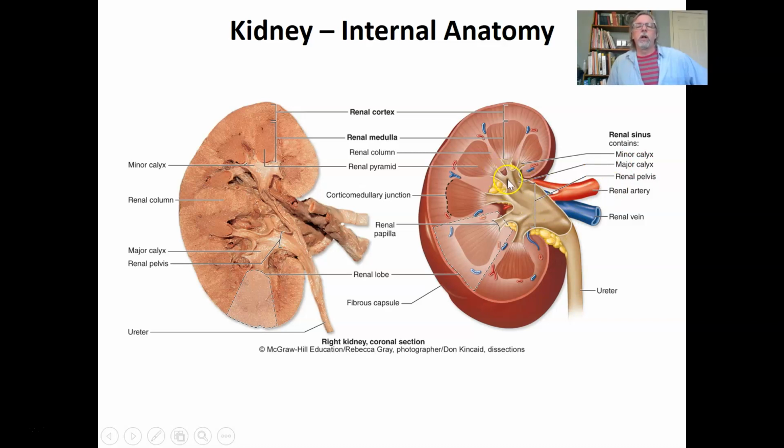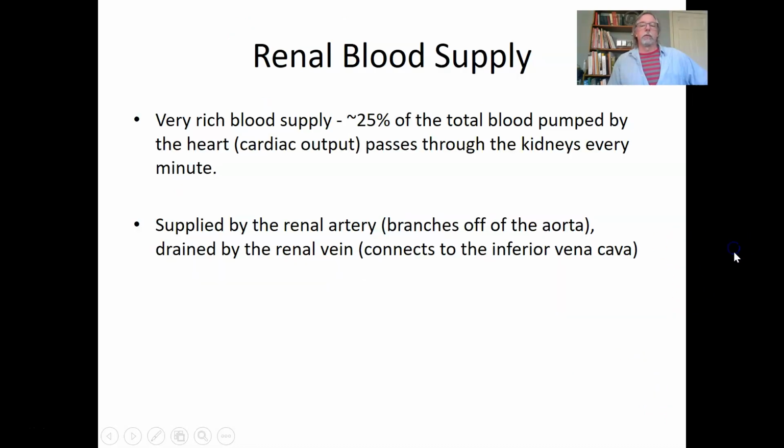So these are all collecting urine that's going to flow out from the pyramids through the papilla, first into the small channels, minor calyx, then into the larger channels, major calyx, then into this main collecting chamber, the pelvis. And then urine is going to exit into the ureter. Okay? So those are the main structures in terms of the internal anatomy of the kidney.